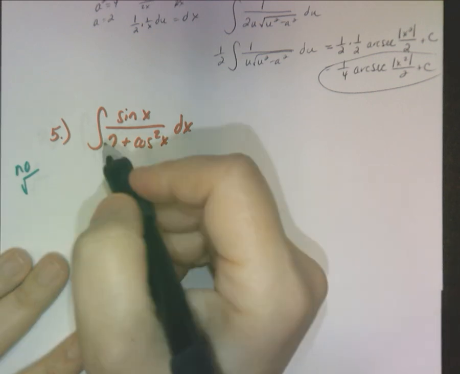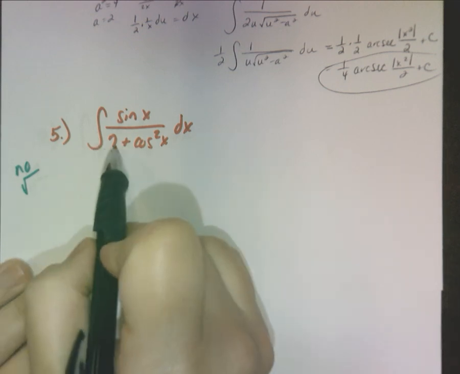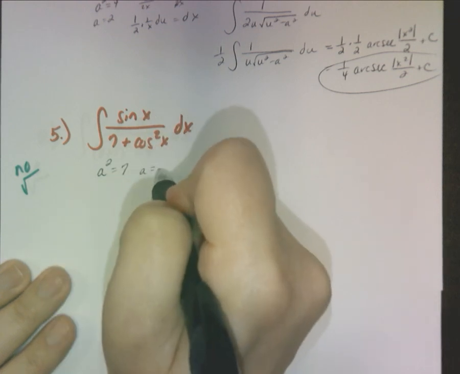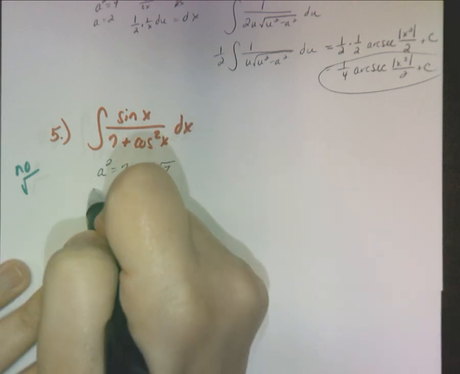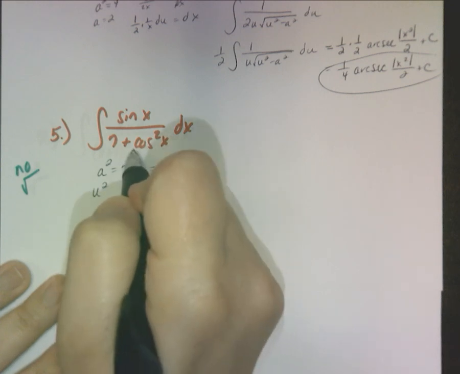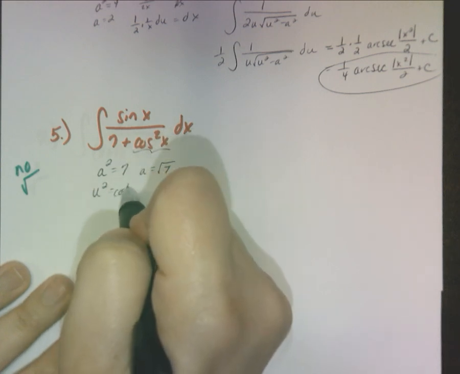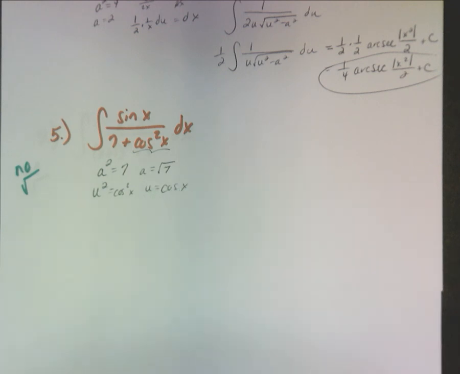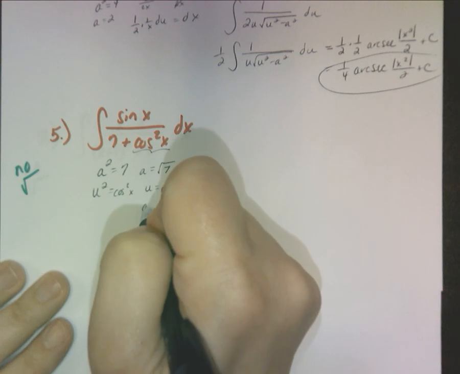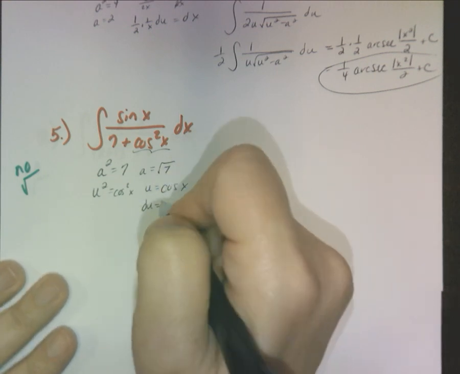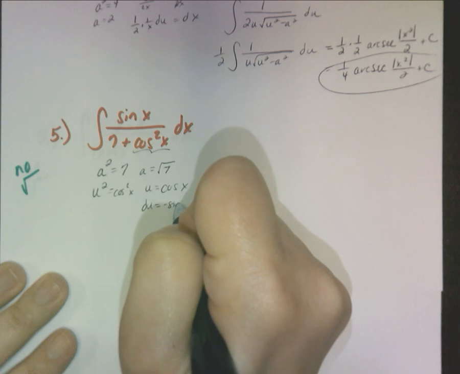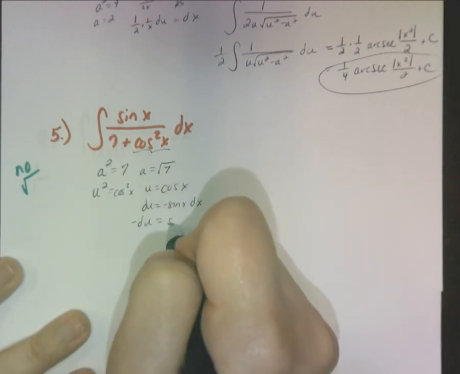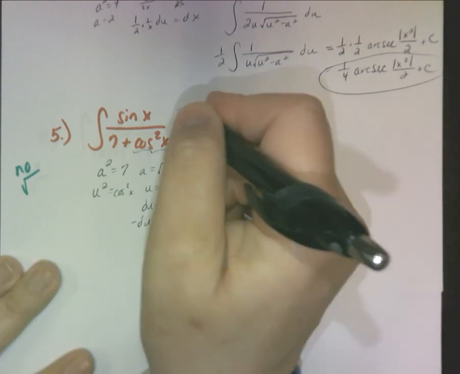So my tangent, again, is a squared plus u squared. So if a squared is 7, a would be square root 7. If u squared is cosine squared x, then u would be cosine x. Got to account for its derivative. The derivative of cosine is negative sine. Pull out that negative, so this would be negative du equals sine x dx.